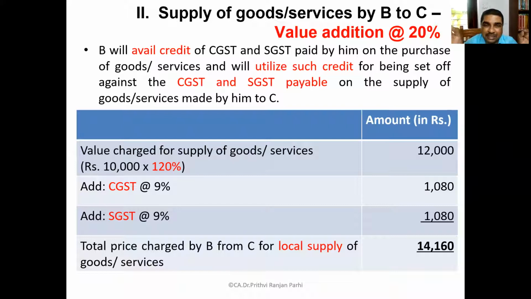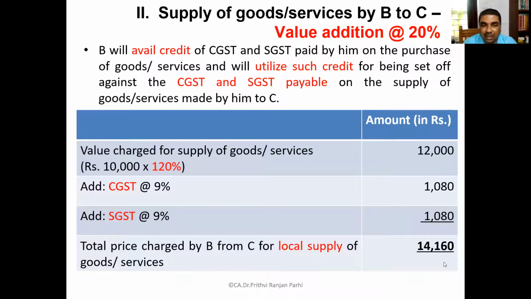Now let us come to B's liability. When B is selling with 20% value addition, his base value is 10,000. How much will he be selling it at? With 20% value addition, the taxable value will be 12,000. On this 12,000, he will be collecting CGST 9% and SGST 9%, because it is again intrastate. So he'll be collecting 1,080 rupees CGST and 1,080 rupees SGST. So his total invoice value will be 14,160.